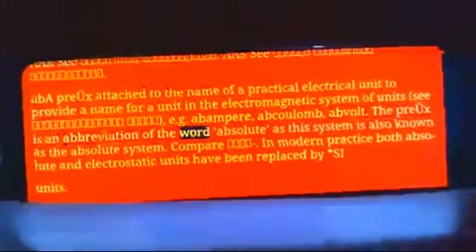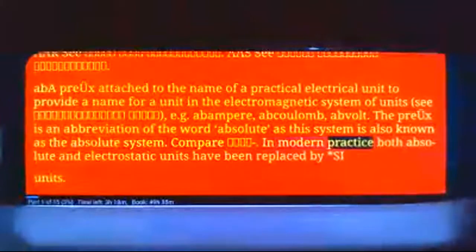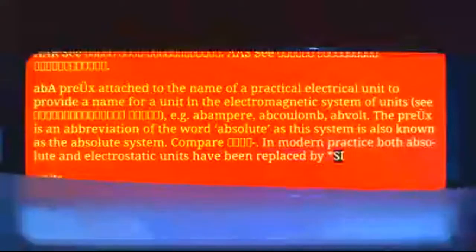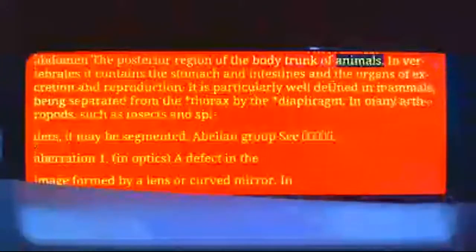Pro is an abbreviation of the word absolute, as this system is also known as the absolute system. Compare. In modern practice, both absolute and electrostatic units have been replaced by asterisk units.